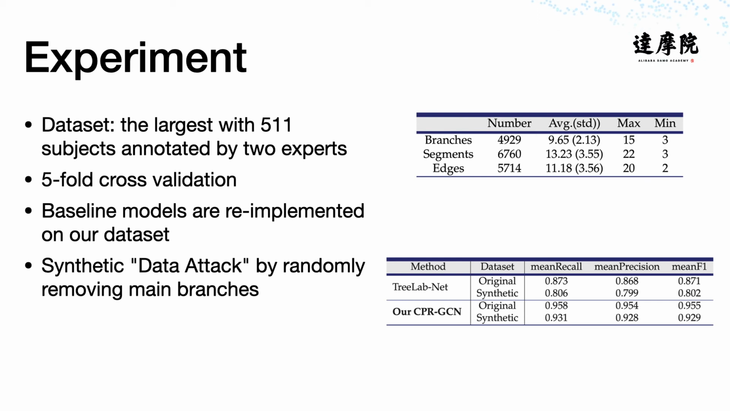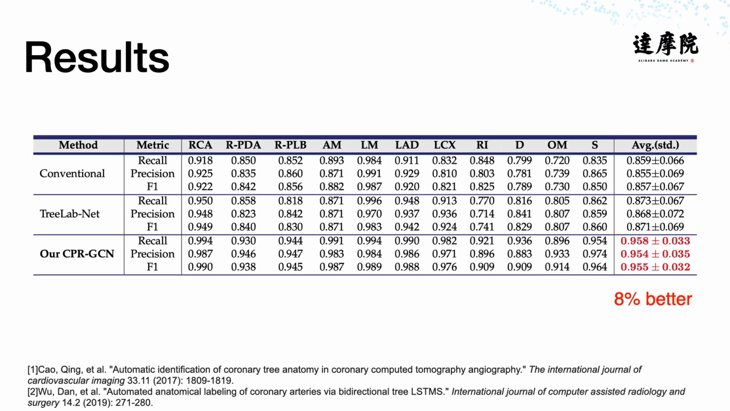There is a 3% drop for our model, while our baseline model drops 7%. The results of all three models are shown here. Our model outperforms by 8% on all the metrics.